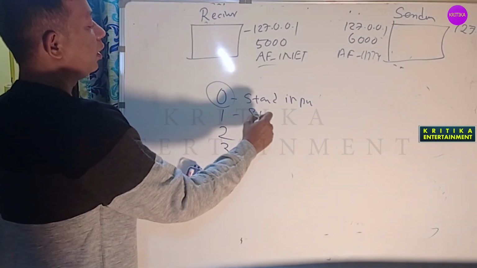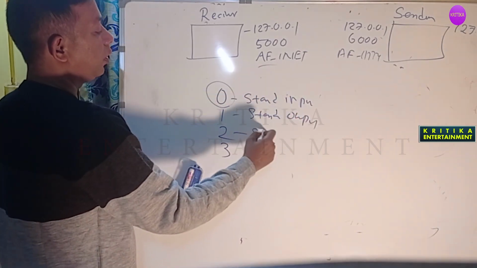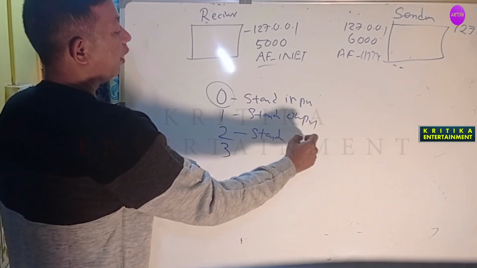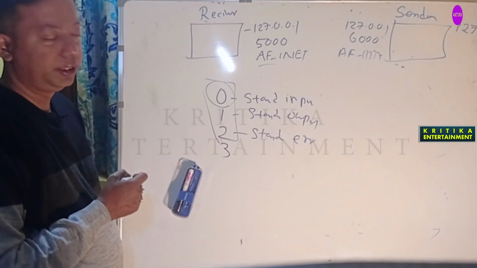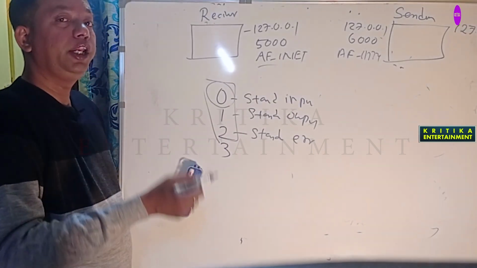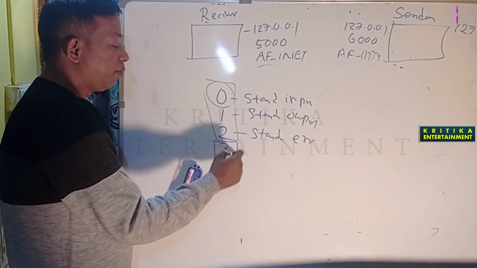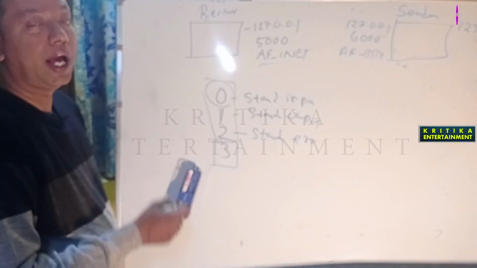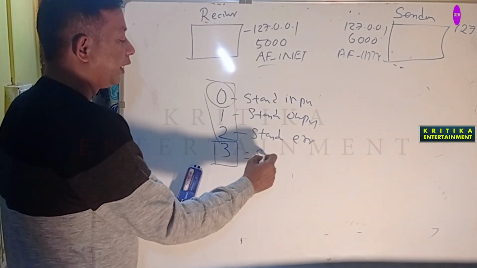1 stands for standard output. 2 stands for standard error. These numbers are already defined in C. But when you want to assign another number, this number is waiting to assign another value. That value is returned from the socket.